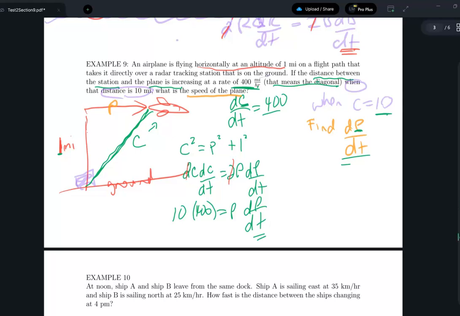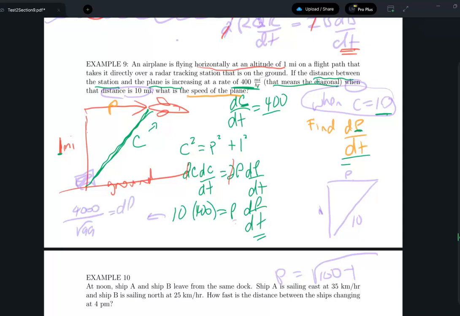So now is the time I use my when information to find out what the P is equal to. So I'm just going to draw a different picture. So here I'm going to put C is equal to 10, and there's 1. So if I'm trying to find P, that's like saying the square root of 100 minus 1, right? So P is root 99. So that means I get 4,000 over root 99 is dP over dt.